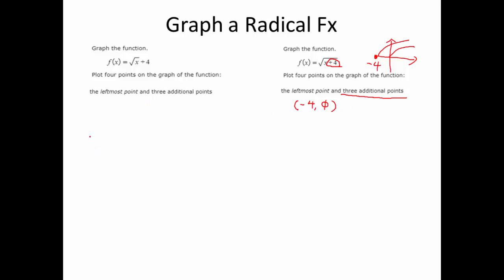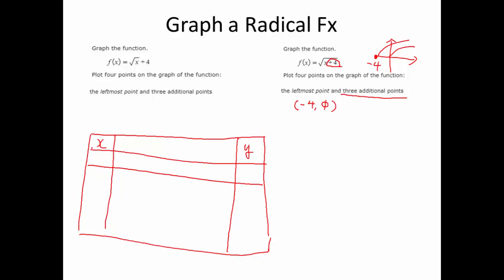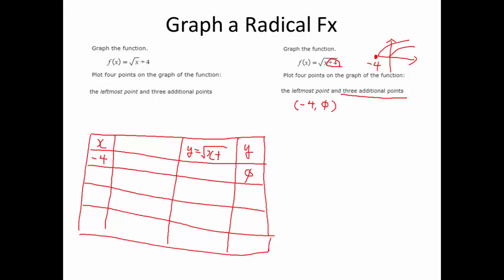So we're going to use the table of values, but this time, we're going to use a 4-column one. All right, let me do it better this time. So we have 4 columns. X is right here. X determines Y. Y is right here. So the first one, we know right away without any math. We know when X is -4, Y is 0. Now we have to find 3 additional points. I'm going to have another column right here. So we know Y or f of X is equal to square root of X plus 4.